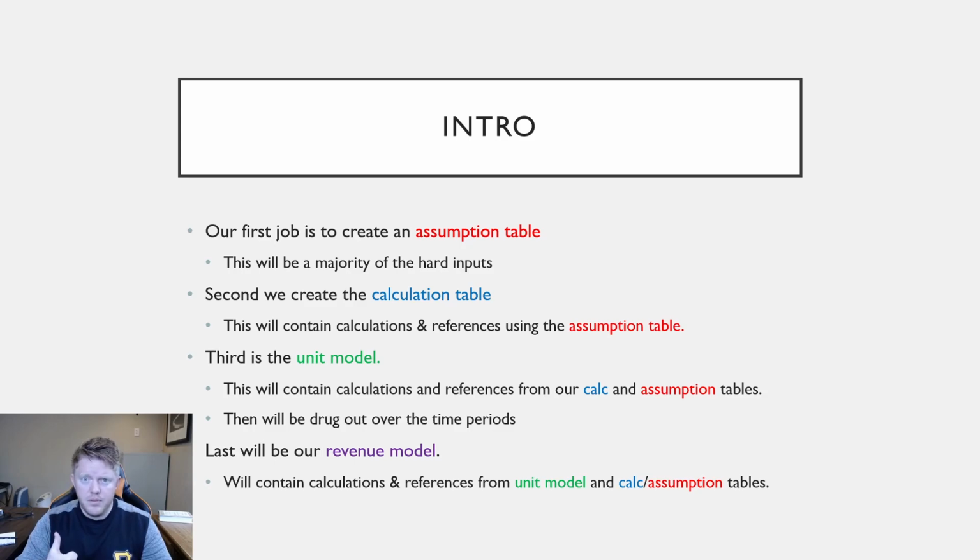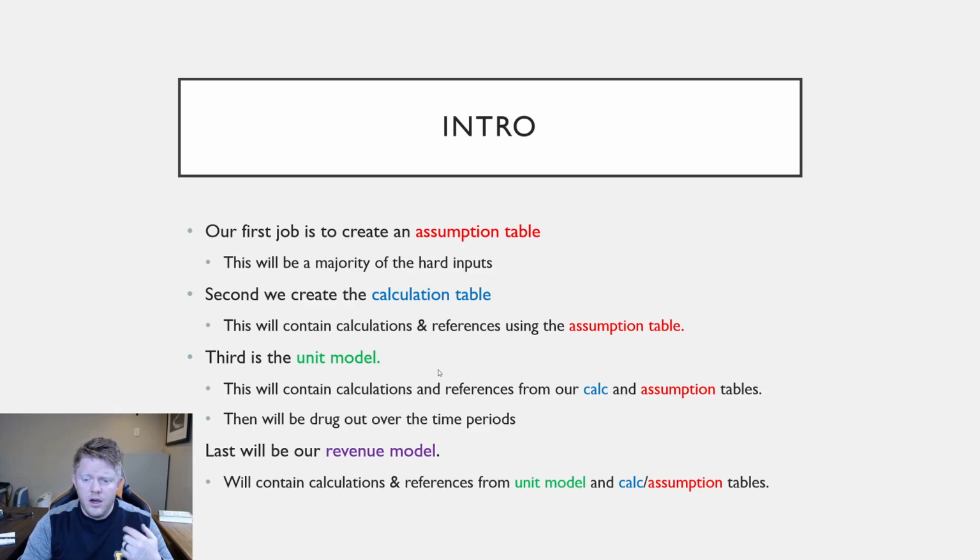Our first one, we're going to build out the assumption table, which has already been done for us, so we don't need to build the assumption table out. Second, we already have a calculation table, which is referring back to the assumption table. It contains calculations and references. Please note that a majority of your hard inputs are in the assumption table. What that means is after we build these models out, you really shouldn't be going back in and inputting things into the calculation table or into the two models.